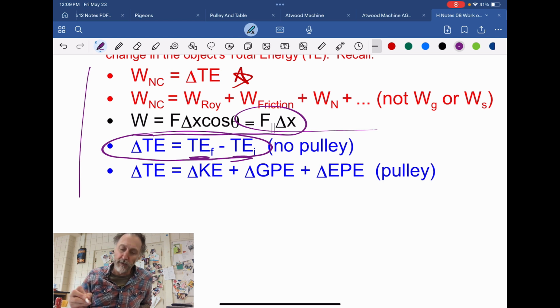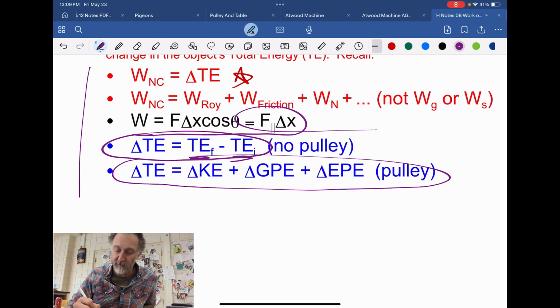And for those problems, it ends up actually being easier to calculate your change in total energy this way, by finding your change in kinetic energy, your change in gravitational potential energy, your change in spring elastic potential energy, if that's relevant in the problem, and adding those up, okay?